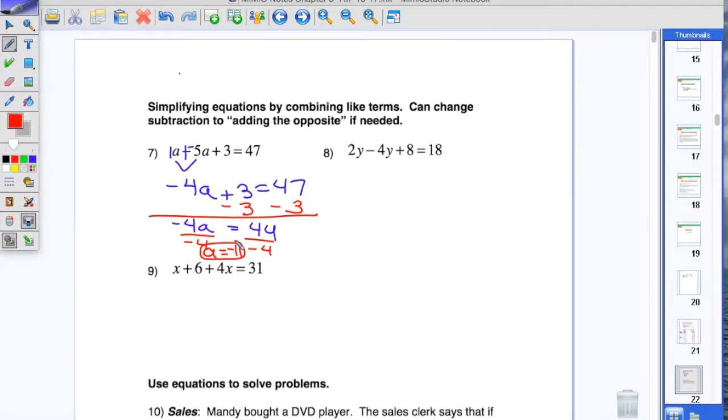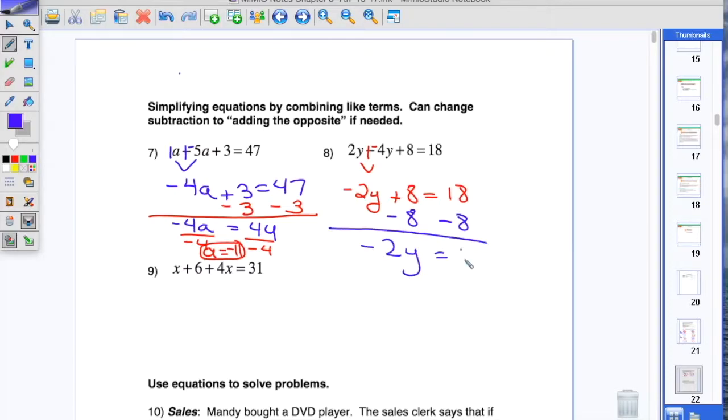Number 8, 2y minus 4y plus 8 is equal to 18. Change subtraction to adding the opposite. Combine like terms. So we have to take the sign of the larger number and subtract. Bring everything else down. Undo the addition, so subtract 8 from both sides. So we're left with negative 2y is equal to 10. Divide both sides by negative 2. So y is equal to negative 5.